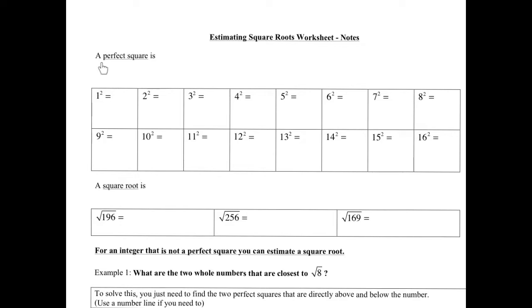Right here, you're going to look and see it says a perfect square is the product of an integer times itself. Take a second to copy that down.